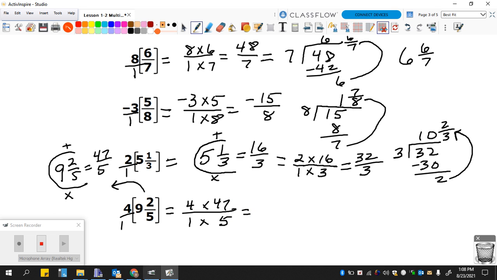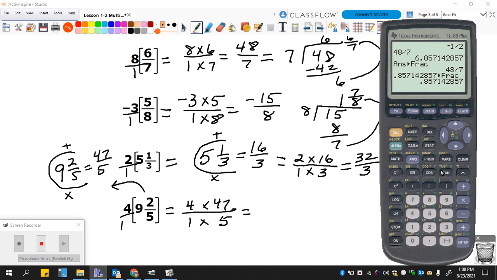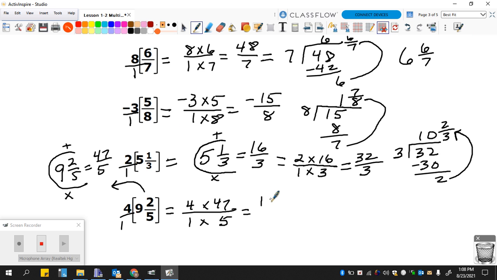Now, I don't know what 4 times 47 is, so I'm going to use the calculator. I'm going to say 4 times 47, 188. So that's 188. I do know what 1 times 5 is. That's 5. So if I say 188 divided by 5, well, we can do that.